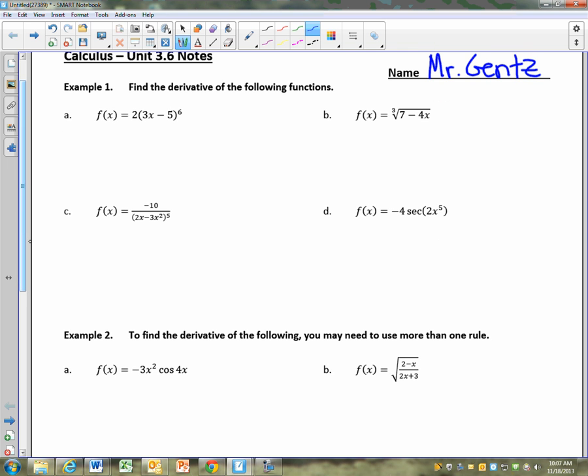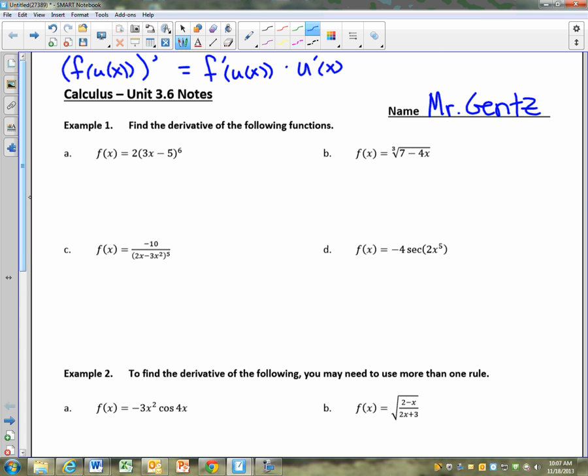So let's do the most basic example: 2 times (3x minus 5) to the 6th power. I like to make 4 boxes. I put the inside function here. What's the inside? What do I put here? And then 2u to the 6.